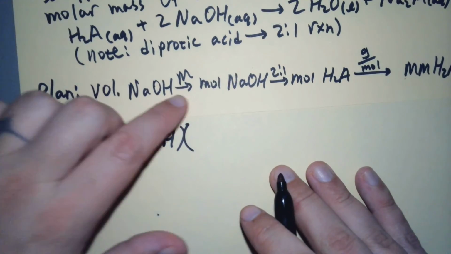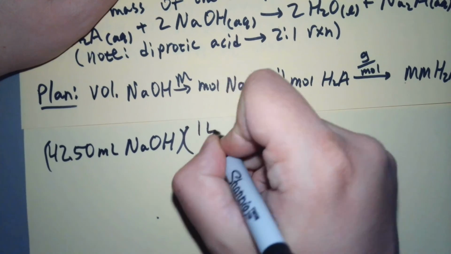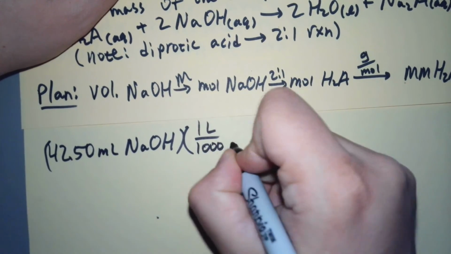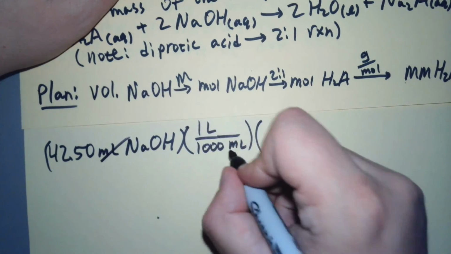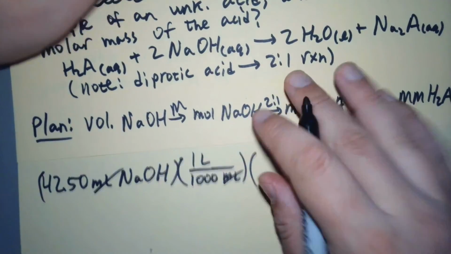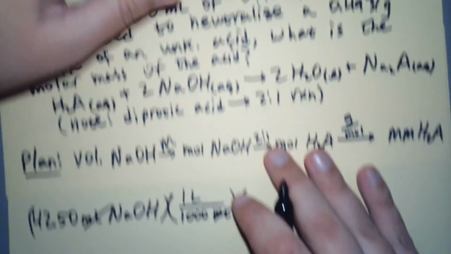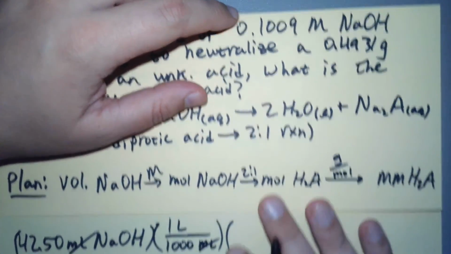Okay, well if I'm going to use molarity to convert that into moles, I need to convert milliliters to liters. So there's 1 liter for every 1,000 milliliters. That cancels the milliliters. I'm going to use molarity. What is my molarity? 0.1009. Oh, there it is. That's moles per liter. That's perfect.